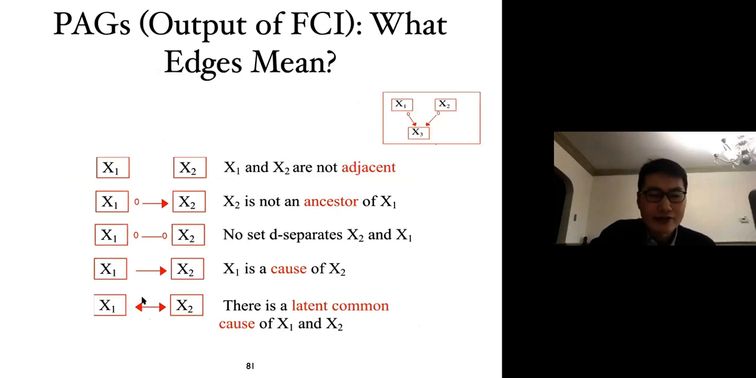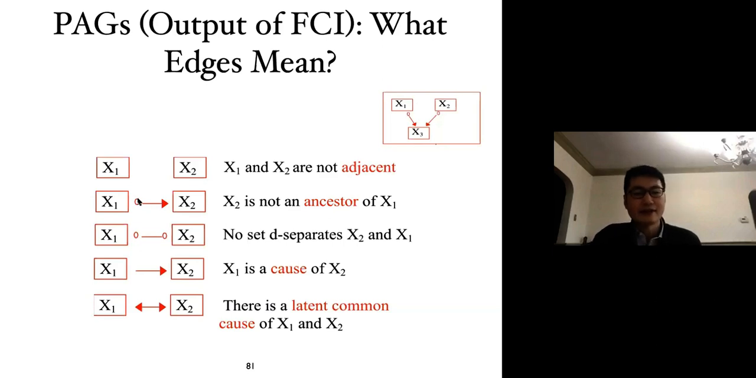For pattern, we just have a directed edge and undirected edge, or absence of the edge, right? Only 3 different possibilities regarding the relationship between 2 random variables. Now in total, we have 5 possibilities. And here, it means X1 and X2 are not adjacent. And here, we have a circle.